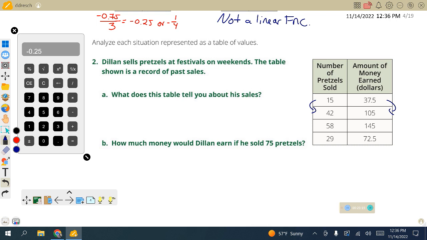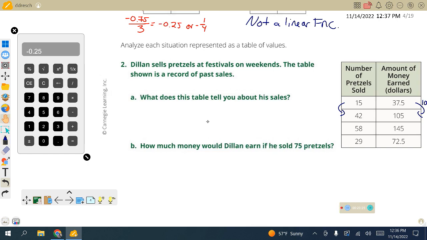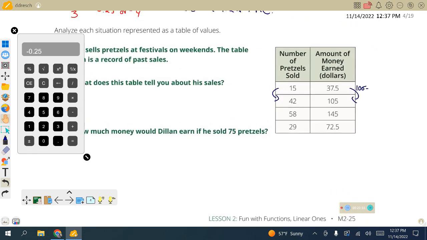37.5 to 105. Is it going up or down? So I'm going to go to my calculator and do 105 minus 37.5. Let me move this to the side a bit so I can get some room there. Go to that calculator, punch it in. Somebody get 67.5. And then on the left side, how much are we going from 15 to 42? That's a change of plus 27. Okay.